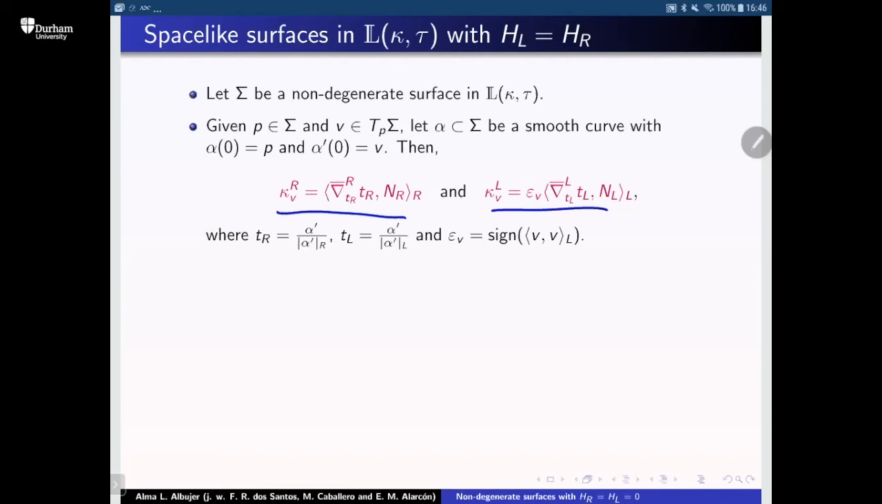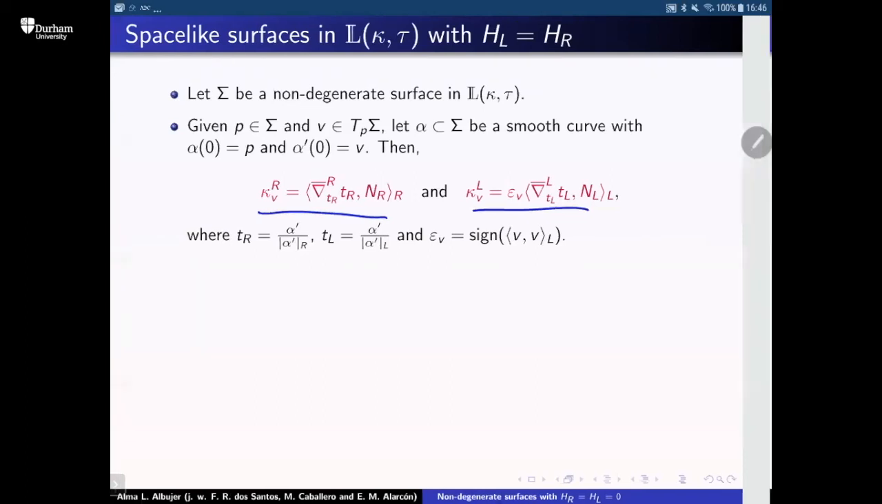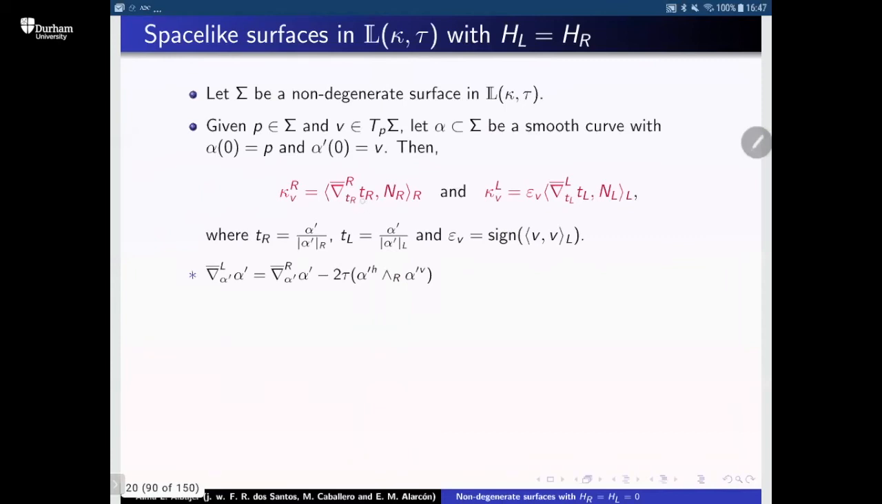Of course, they are related in some way. So we are going to have the relation. How can we relate it? In order to relate it, we see that TR and TL are just the normalization of alpha prime with respect to the metric R or with respect to the metric L. So they are almost the same vector, they point the same way. And so we can compare the Levi-Civita connection of alpha prime in the direction of alpha prime with respect to both metrics. This was one of the formulas I obtained in the first slides, where this function W appears.